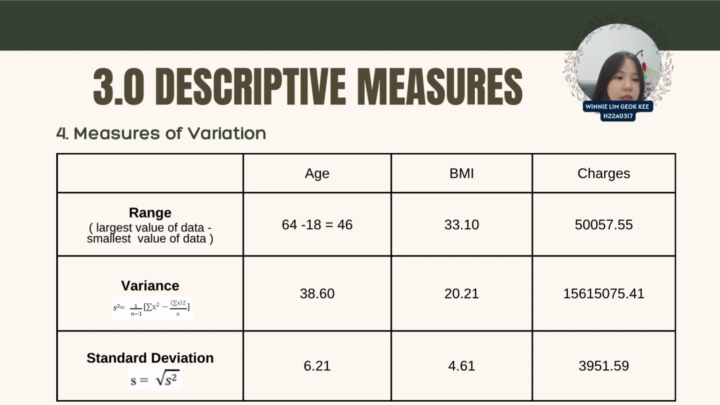It is calculated by taking the average of the square difference between each value and the mean. The standard deviation is a measure of the dispersion of a dataset relative to the mean. It is calculated by taking the square root of the variance.